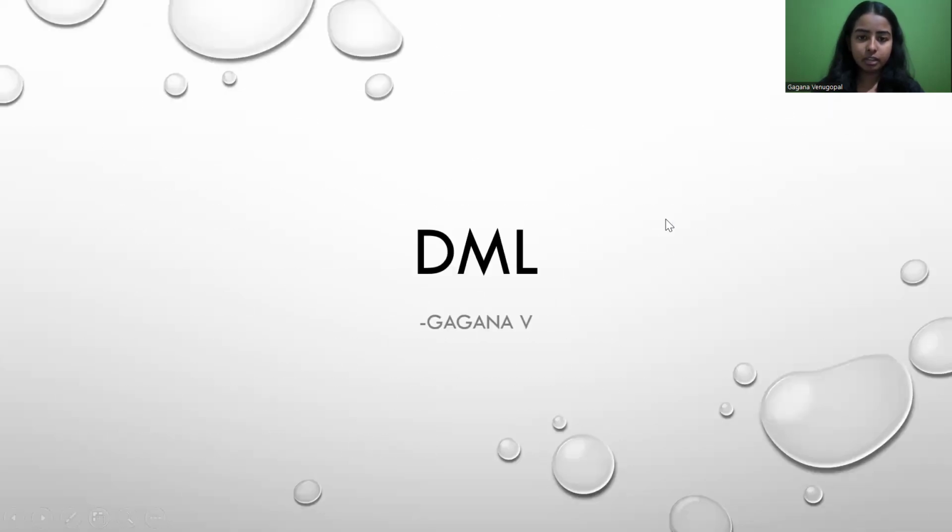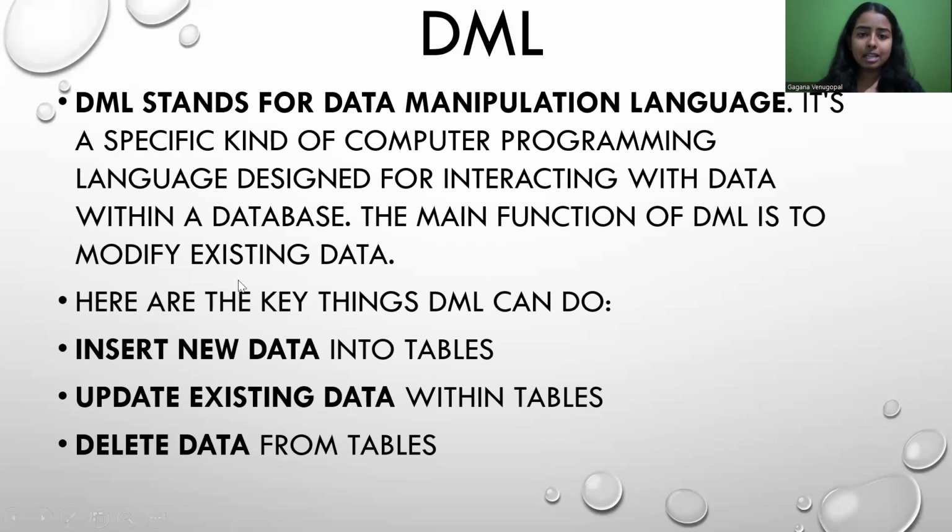DML stands for Data Manipulation Language, a specific kind of computer programming language designed for interacting with data within a database. The main function of DML is to modify the existing data. So DML doesn't create any data. The data which is already present, it just does manipulation or modification of it.